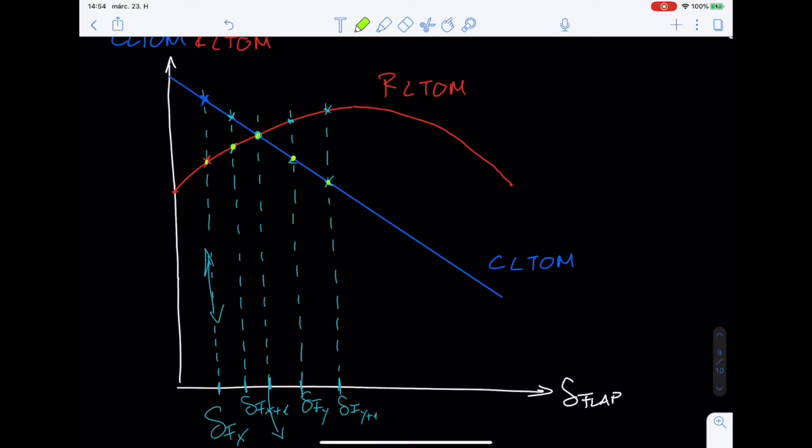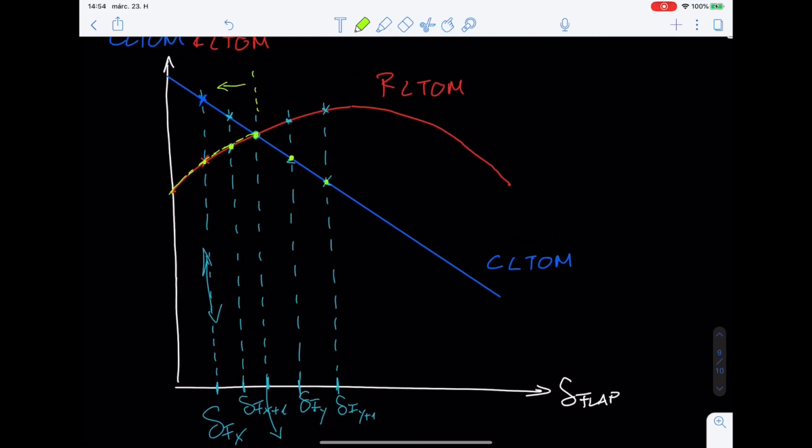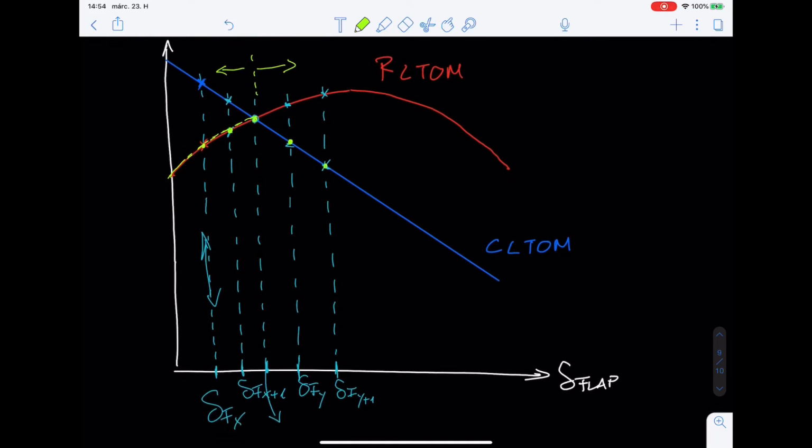So what we can see is that we have a lower flap setting than this one, in that case, the runway limited takeoff mass is going to be the more limiting. So therefore, if I connect the points, basically this is the curve that I get. And if I use higher flap settings than this current one, the climb limited takeoff mass is going to be the more limiting one. So therefore, it's going to look like this.